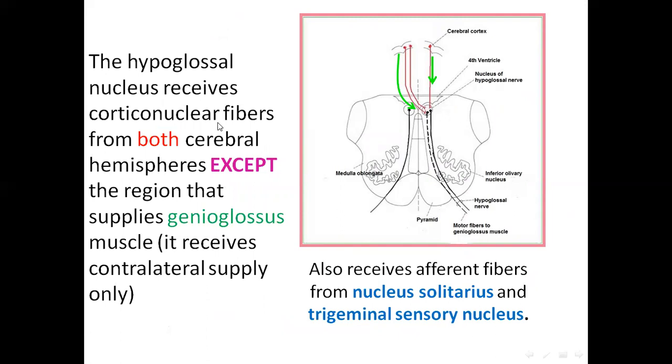The hypoglossal nerve nucleus receives corticonuclear fibers from both cerebral hemispheres, except the region that supplies the genioglossus muscle.